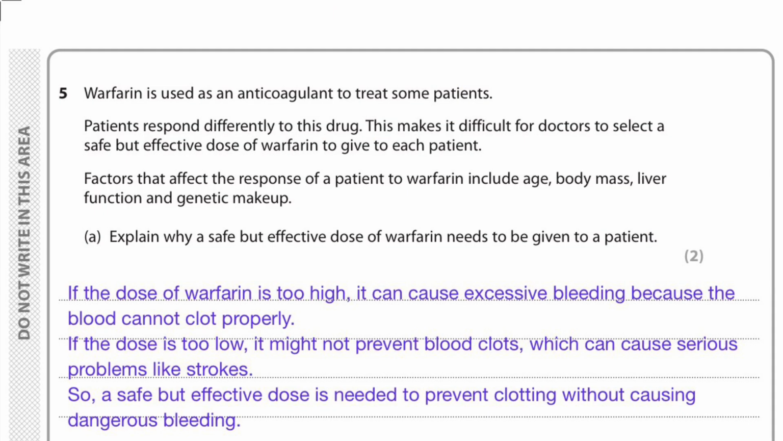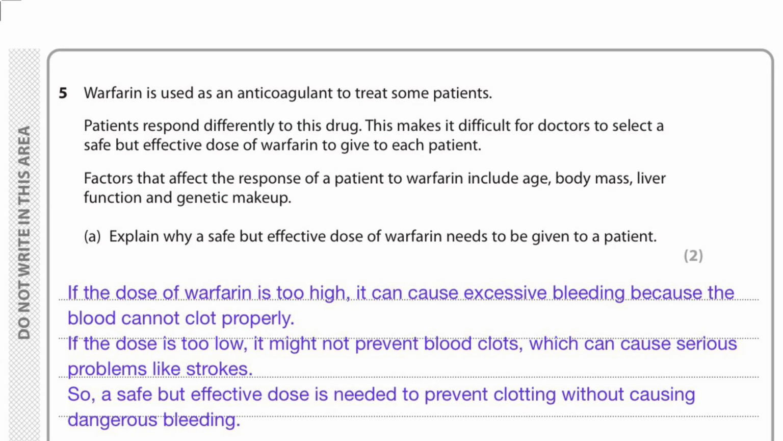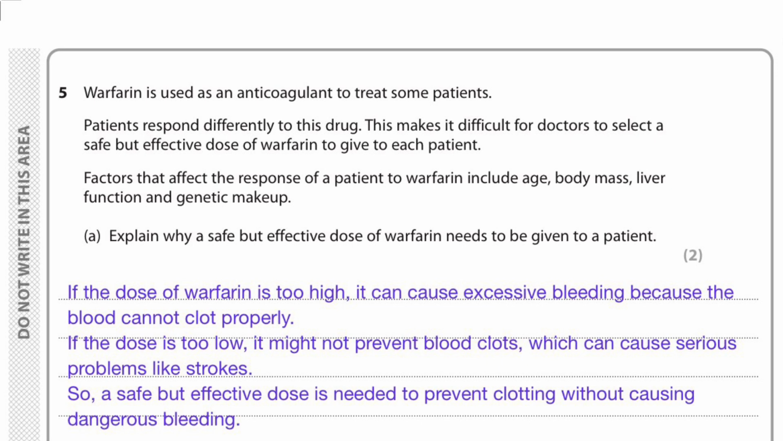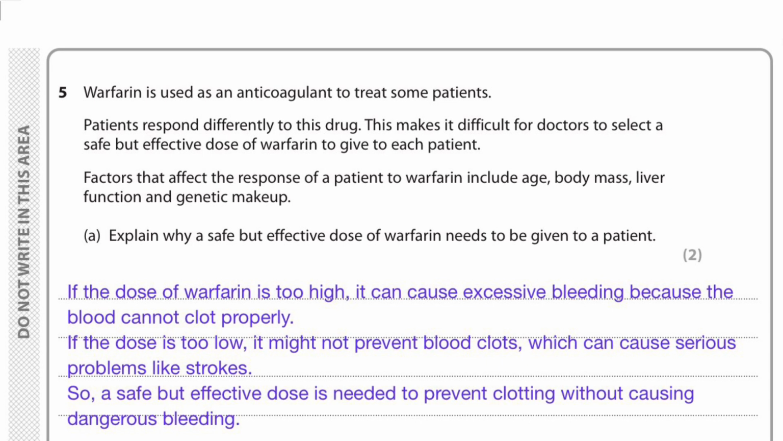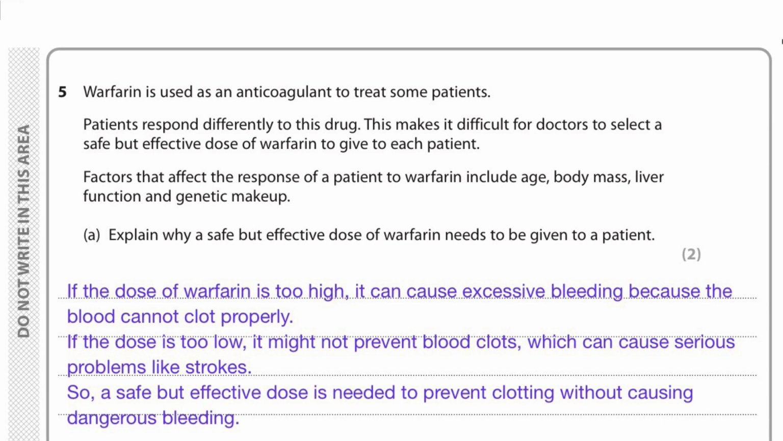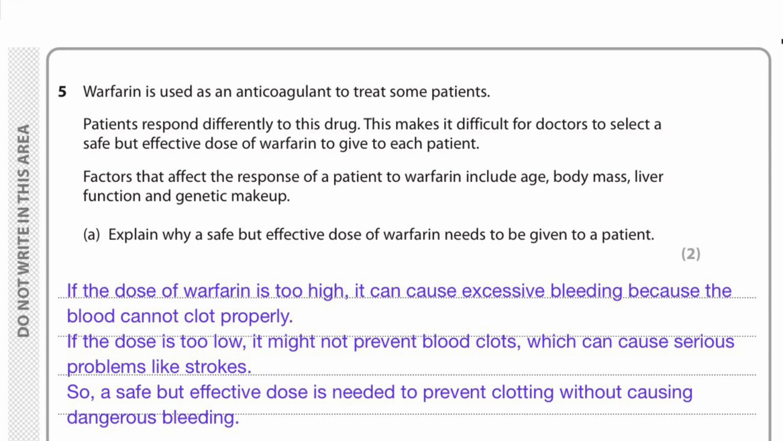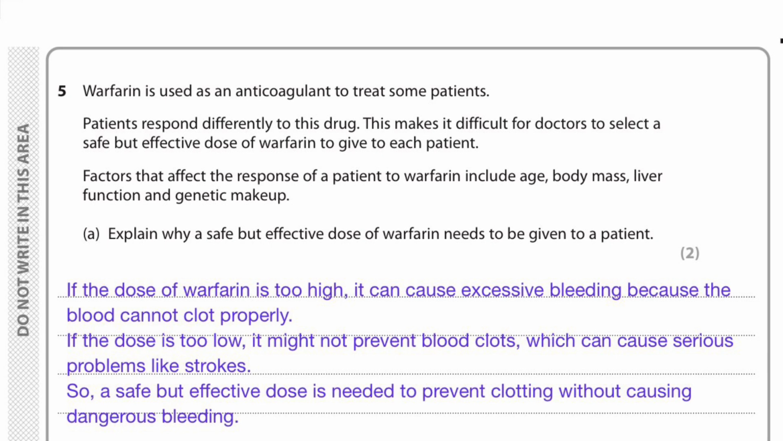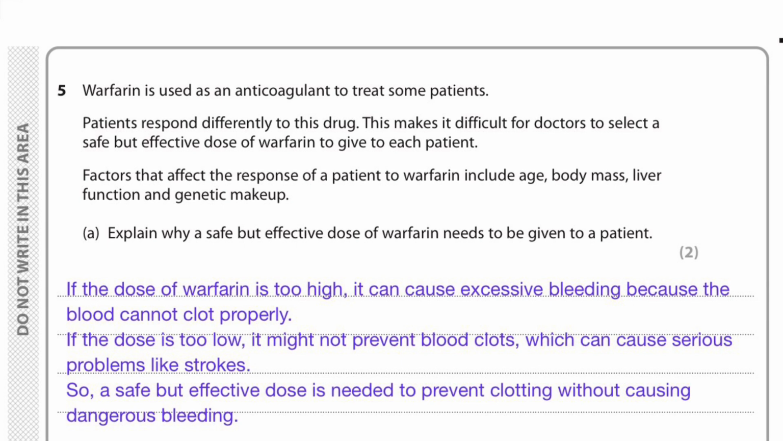In question 5, they say Warfarin is used as an anticoagulant to treat some patients. Patients respond differently to this drug. This makes it difficult for doctors to select a safe but effective dose of Warfarin to give to each patient. Factors that affect the response of a patient to Warfarin include age, body mass, liver function, and genetic makeup.